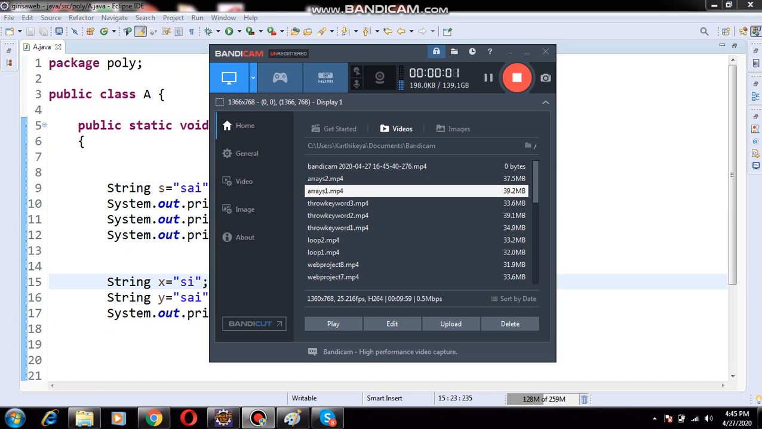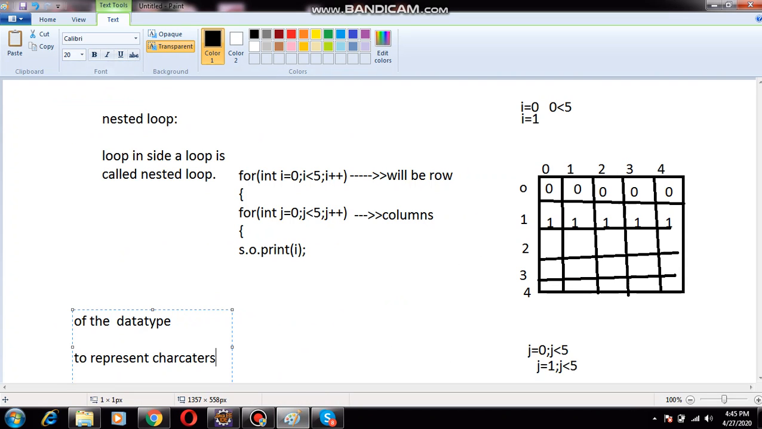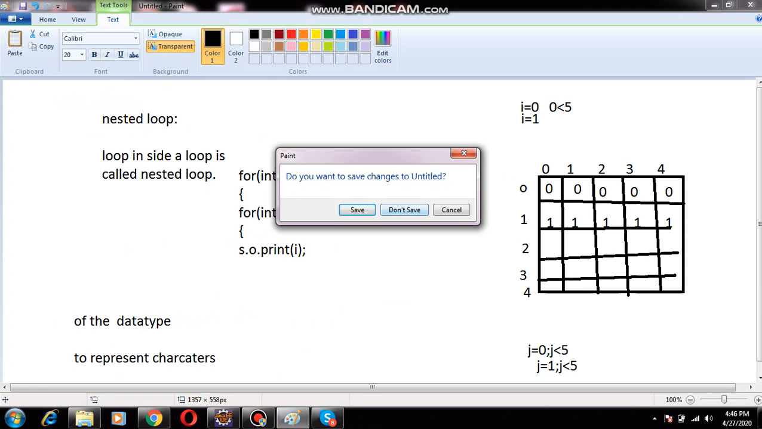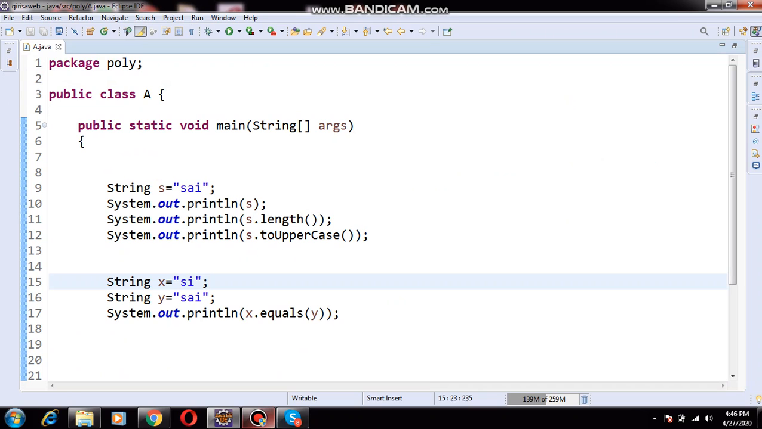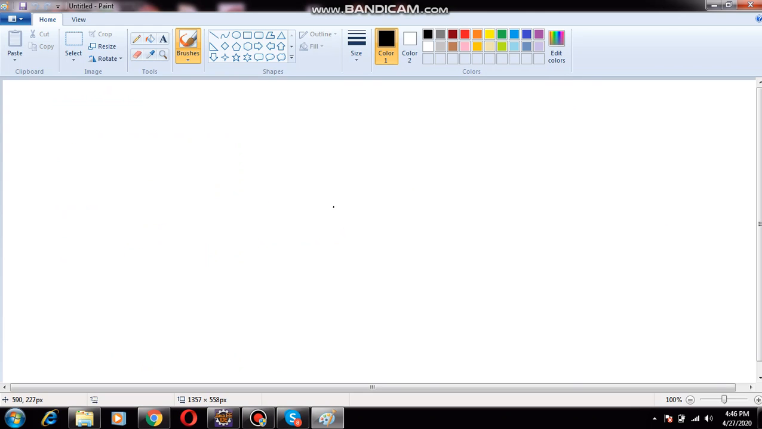Hello guys. In the last class, we stopped with the interface concept. So I will give the overview of the interface again. What is the interface? Interface is a blueprint of a class. And what is abstraction? Hiding the internal implementation and showing functionality to the user is called abstraction.